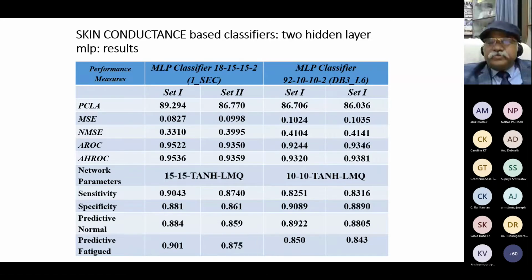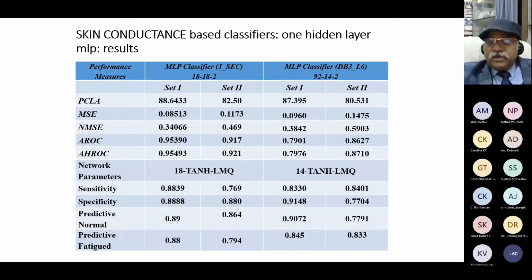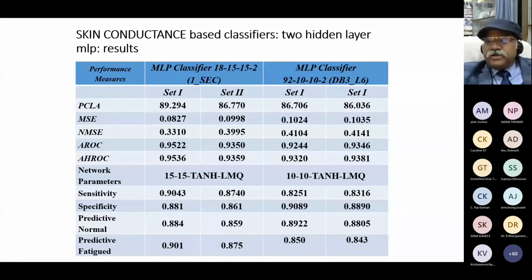So skin conductance based again, 2 hidden layer classifier performance. Here you can see that PCLA is the accuracy, MSE is the error, NMSE is again the normalized one, AUR is the area under ROC, and area under ROC convex hull. Then sensitivity, specificity, predictive normal, predictive fatigue, like that. These are different results for different architectures. The MLP classifier architecture is changed here to 18, 15, 15, 2 because it is 2 hidden layers: 15 neurons in each of the 2 layers, 18 inputs and 2 outputs. Another one is 92 inputs, 10, 10 hidden layer neurons, 2 output neurons.